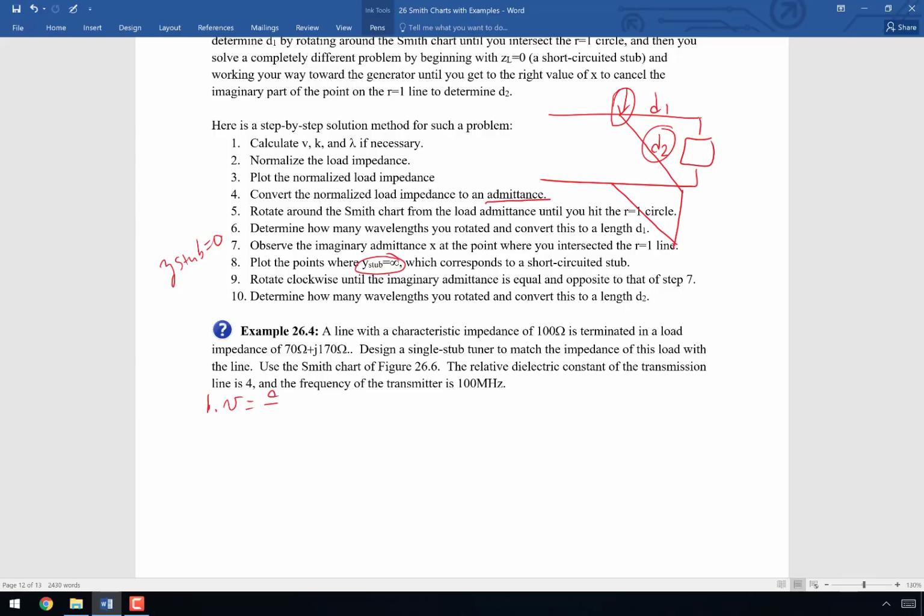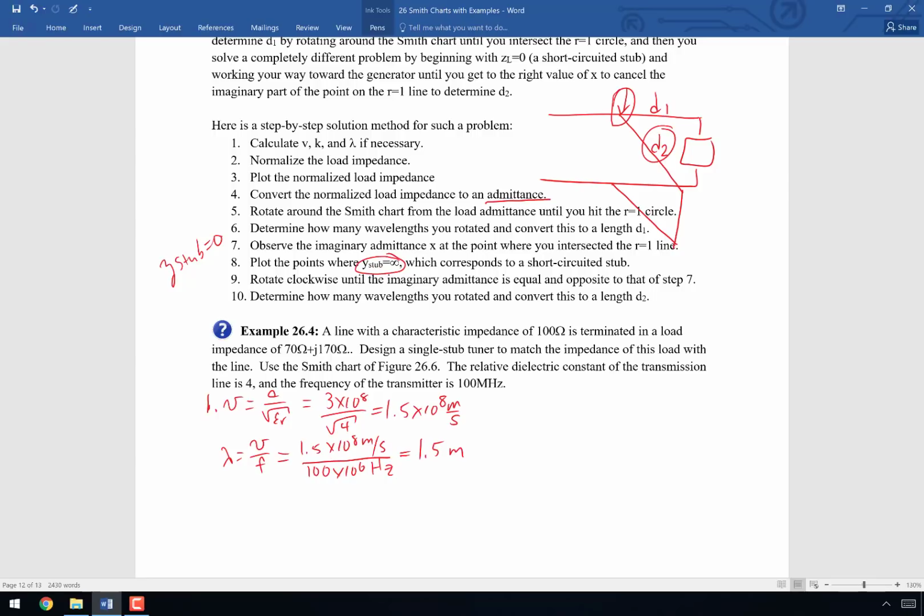So V is equal to C divided by square root of epsilon r, which is 3 times 10 to the 8th divided by the square root of 4, which is 1.5 times 10 to the 8th meters per second. So far, so good. We're also going to say that lambda is equal to V divided by F, which is going to be 1.5 times 10 to the 8th meters per second divided by the frequency, which is 100 times 10 to the 6th hertz, or 1 over seconds, and that gives us a wavelength that is 1.5 meters.